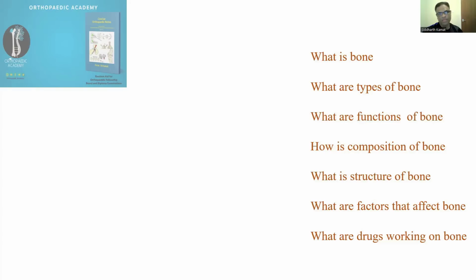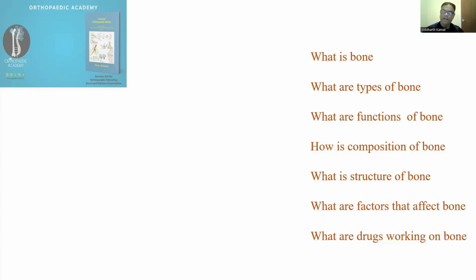Bone can also be classified according to the microarchitecture as either immature bone, in which the bone and matrix is scattered without any orientation towards the stress lines. This can happen in fracture callus or in certain malignancy having a reactive bone.